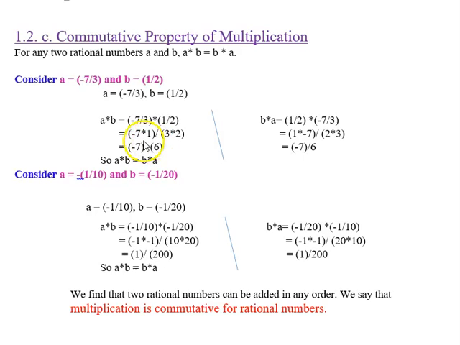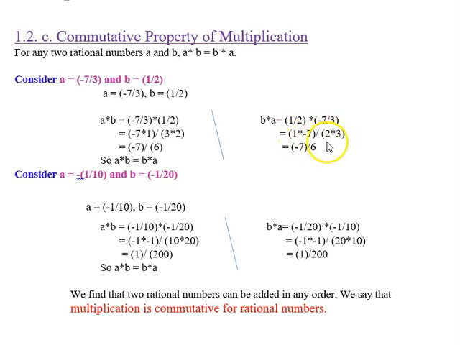You know that you have to multiply numerator and denominator separately. So negative 1 times 7 divided by 3 times 2. Negative 1 times 7 is negative 7 and 3 times 2 is 6. So the result is negative 7 over 6. Now we'll multiply in the reverse order, that is b times a. So b is 1 over 2 times a is negative 7 over 3. In the same way we are multiplying numerator and denominator separately.